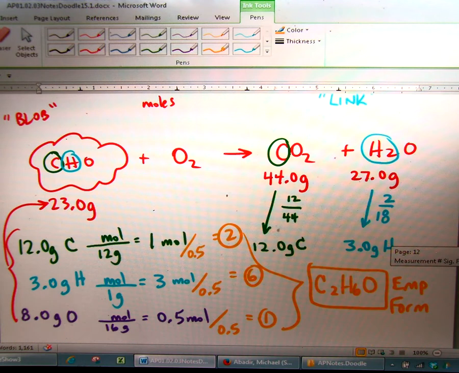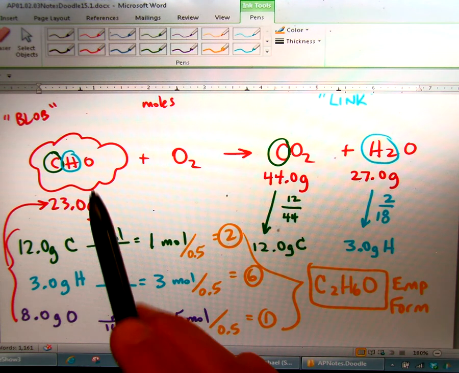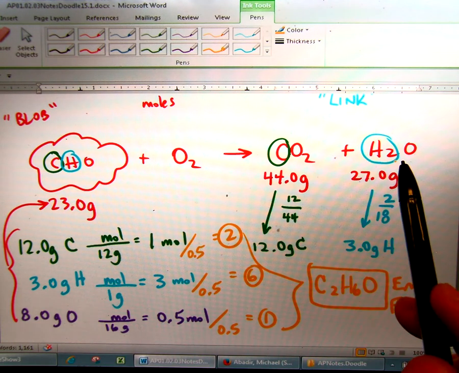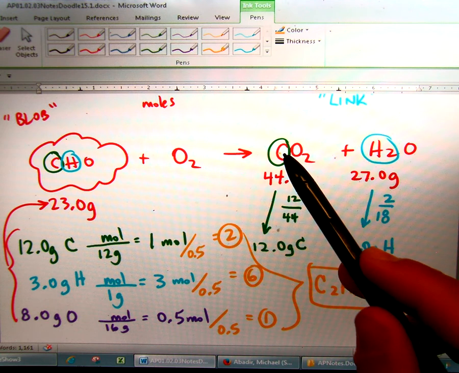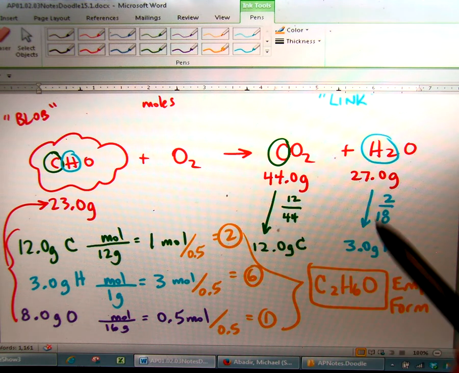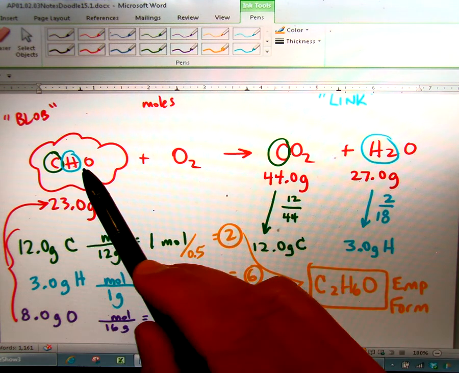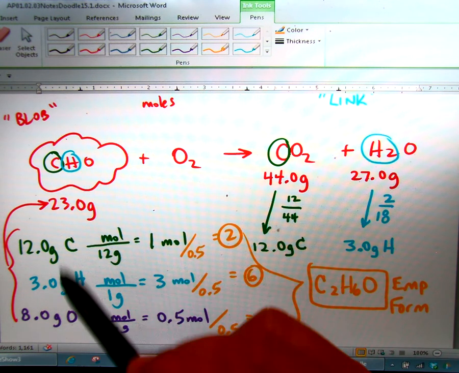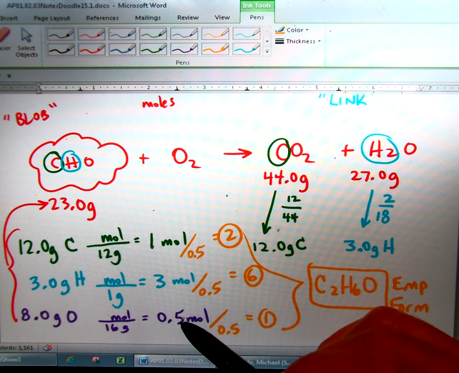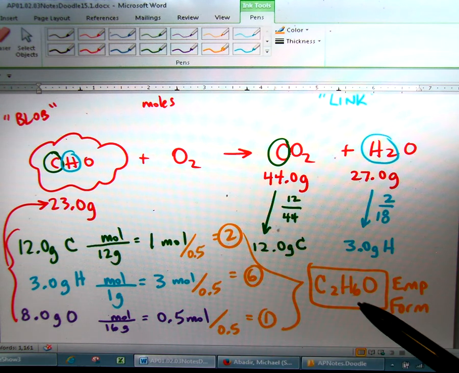So, to recap very quickly, you take your blob, you look for links, you find a piece of each thing that is the link. Once you get each one, you could subtract if you had to get the missing piece of the blob. You take all your grams, convert them to moles, divide by the smallest, and get a simple ratio.